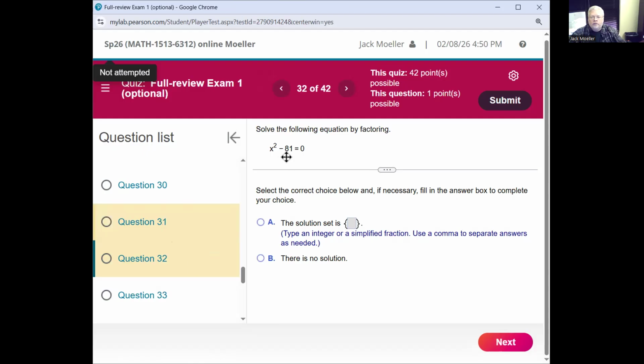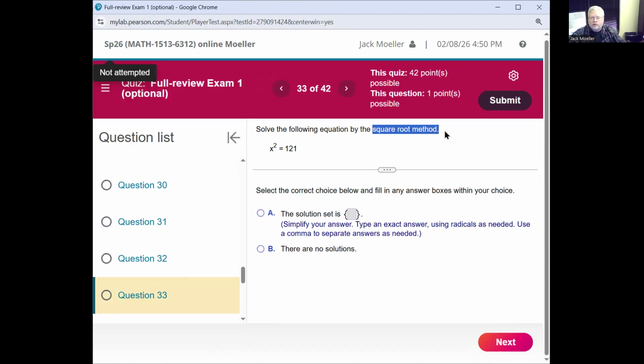This is about as set up for a square root method problem as you can get, because it's already got the square term by itself. You just take the square root of both sides. A third of the class, even though I'm warning you, is going to get half credit on this one because you're not going to do the plus or minus. If you forget the plus or minus, you're only giving me one solution, not two. So you've only done half the problem. So if you are taking the square root of both sides, please remember your plus or minus.